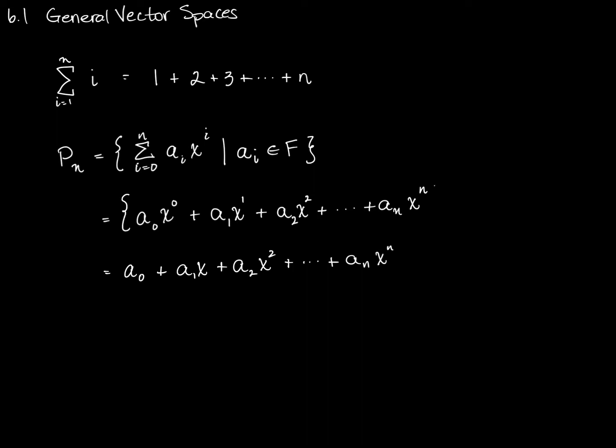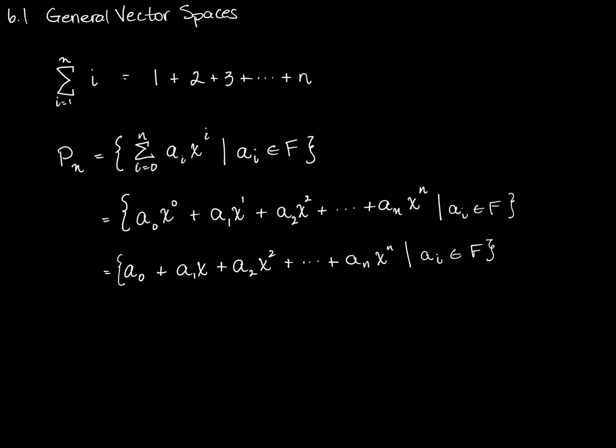But my point here was that what I really need to do is somehow continue to enclose these in brackets. In fact, let me just do the first one, and then I'll say everything that looks like this, such that a sub i comes from the field. So that I'm still representing a set, a collection. This is not just one polynomial, but all polynomials that look like this. Okay, all polynomials of degree n or less.